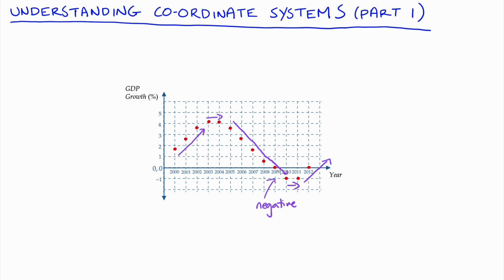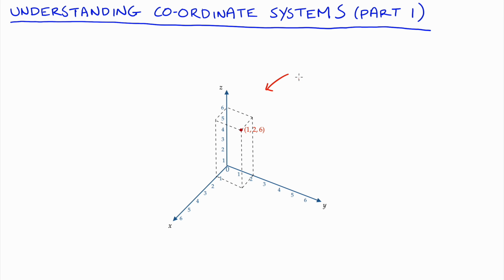Now, one last thing to note for this video at least is that we've been working with 2-axis systems. So we have 2 variables. That would be a 2D system. We can think of 3-axis systems. They look like this. They involve 3 variables. That would be in 3D.